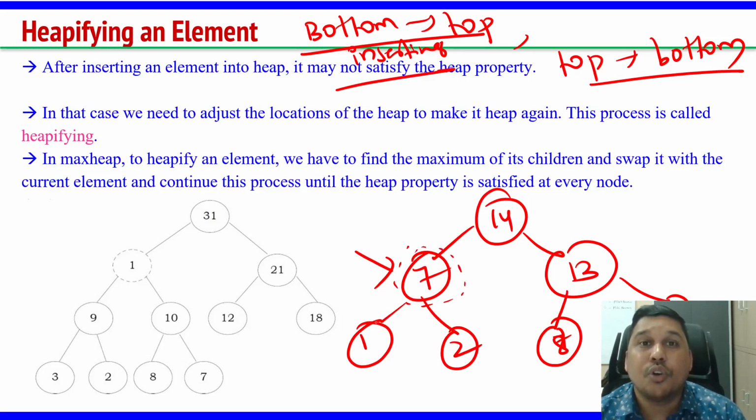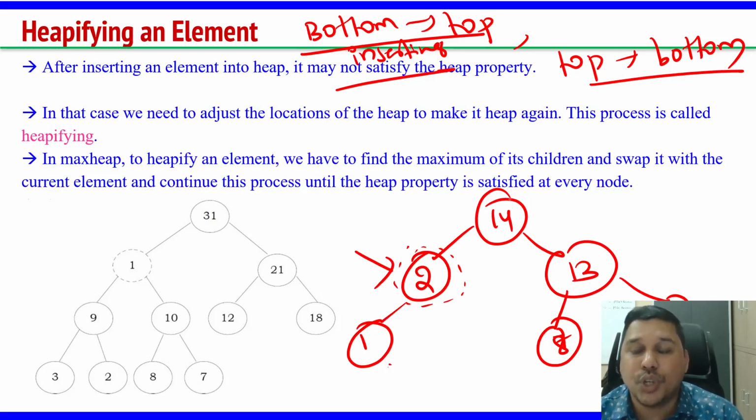Then what you have to do is find the maximum element among its children, and swap it. Or rather, need not swap it, just put that here and you delete that particular thing. So, we deleted, and now this is satisfying the property of heap. So, you have to keep doing this from top to bottom. In this case, it is a simple example.